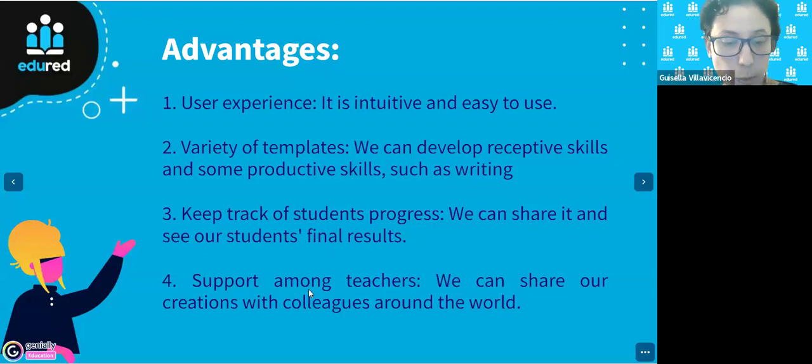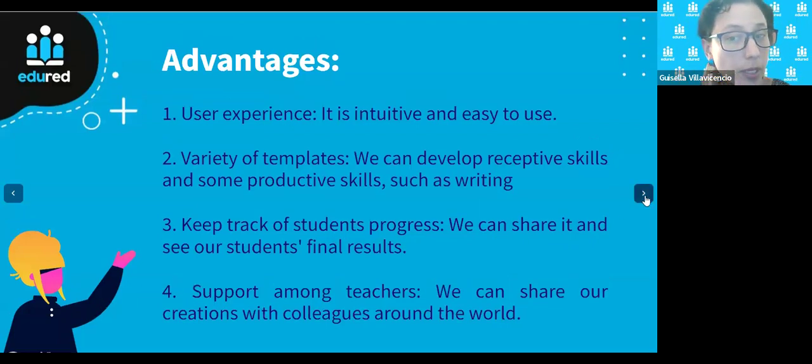And also it has support among teachers. We can share our creations with colleagues around the world. So you create your activity and you can share it with all the teachers in the world, right? With all the teachers. So that is super easy. Okay, I'm gonna pass you the link in a moment.